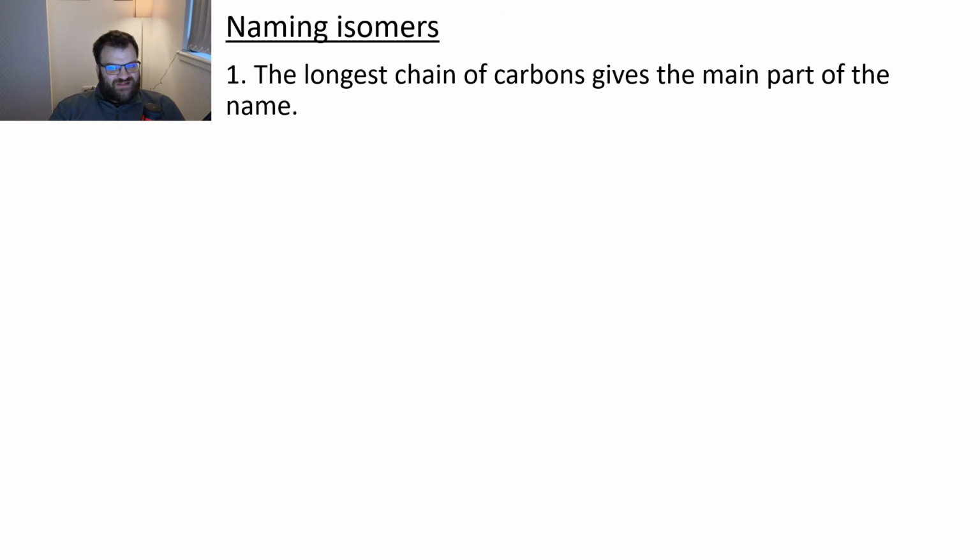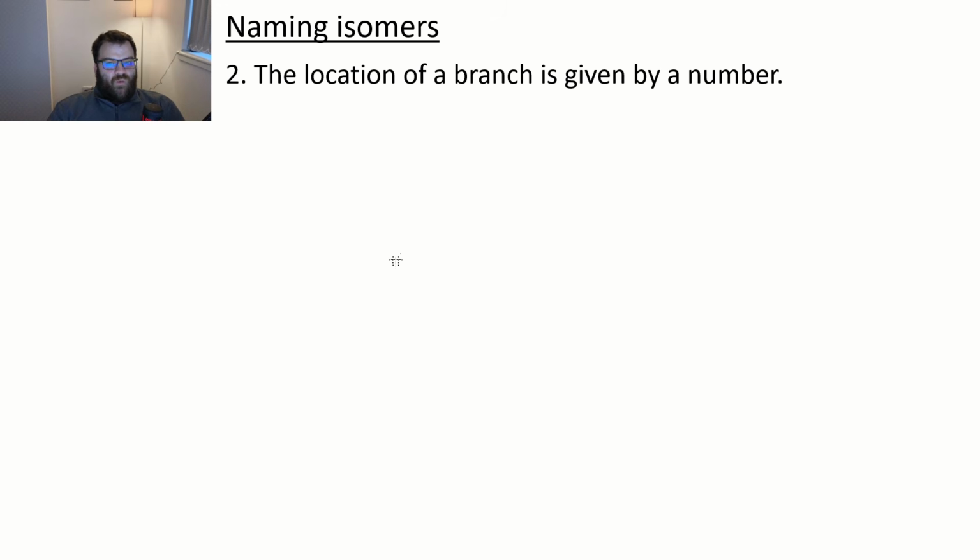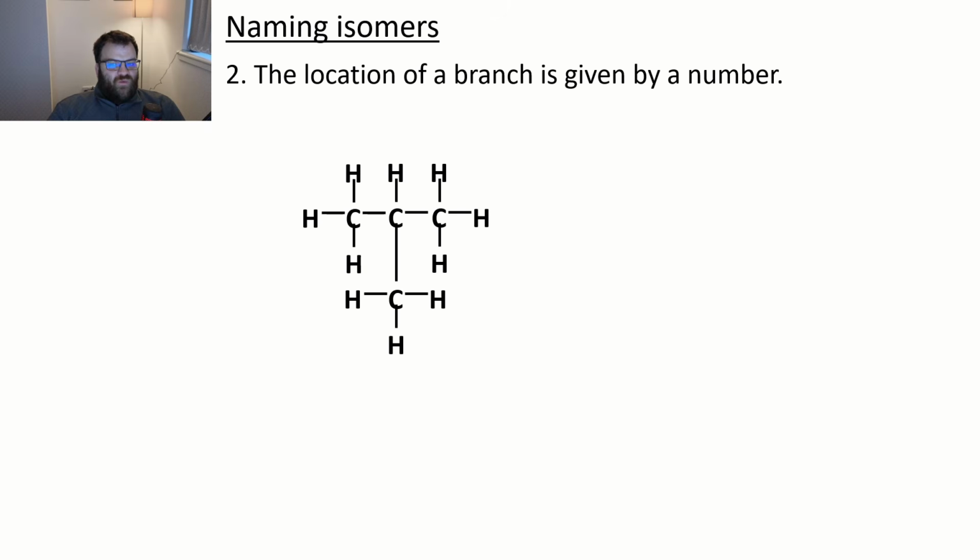So first thing was the longest chain of carbons. Looking at this compound, we have got 4 carbons in the longest chain. 4 is given the beginning but. It has carbon-to-carbon single bonds, therefore it's butane. Just as straightforward as that. When we have branches, we need to give the branch a number. We have got 3 carbons in a row, meth, eth, prop. It's single bonds between the carbons in the chain. That's going to be propane.